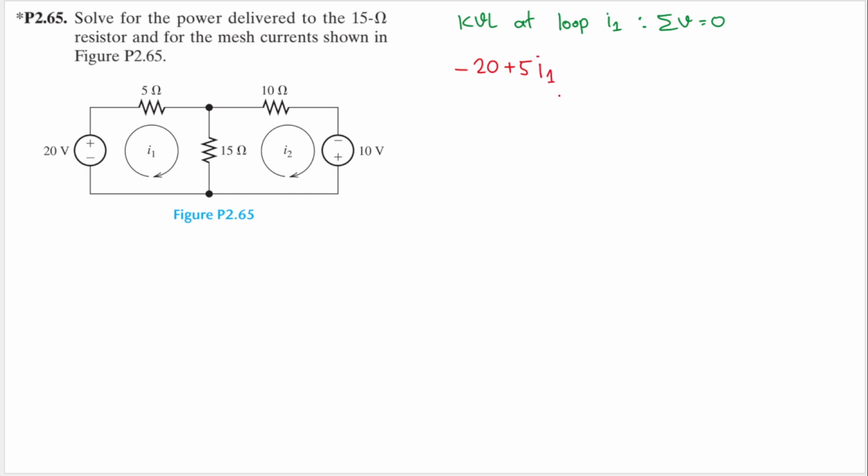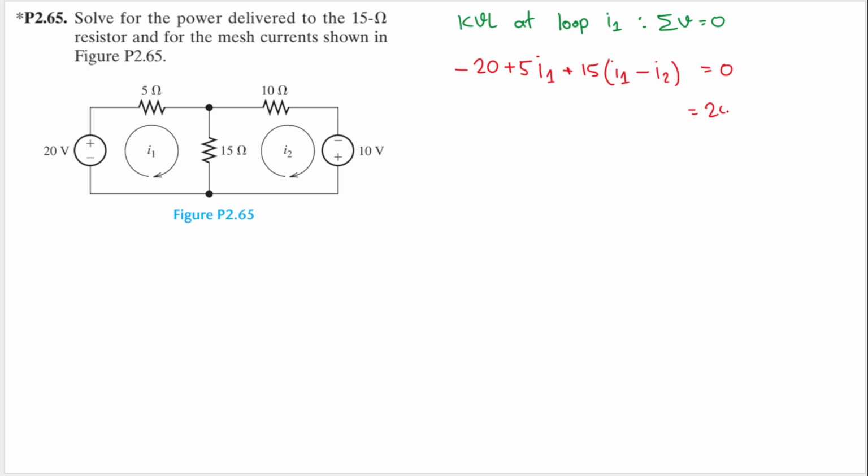Okay, and then let's move to the next component in the loop, which is this 15 ohm. So we'll have plus 15, but we need voltage, so we need to multiply it by the current. Here I1 is flowing down, but I2 is flowing in the opposite direction. So I will have I1 minus I2 here. Okay, we have completed all the components in this loop, so all of this will equal 0.